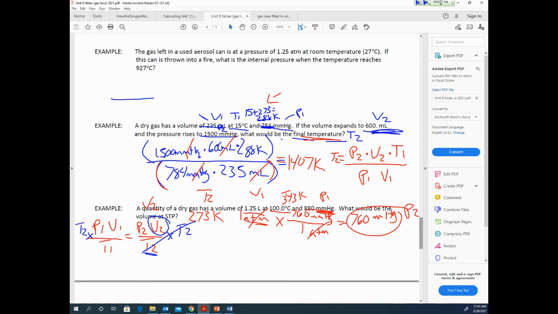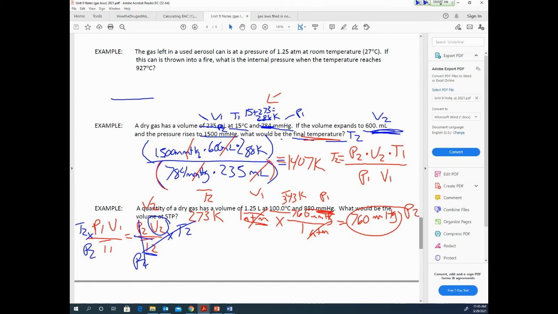Multiplied by T2. Okay. Now I've got to get rid of this pressure value. Well, P2 is being multiplied with volume 2. So to get it off of each other, you have to do the opposite. The opposite of multiplication is division. So now I'm going to divide by P2. So now it's gone over here, and I'm going to divide by P2 over here.